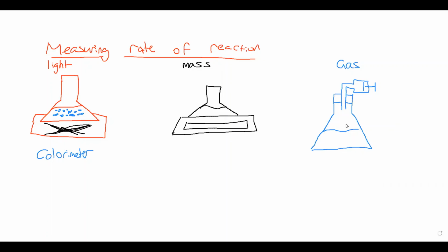Or we can measure the amount of hydrogen being produced over time. By doing this, we attach a syringe to our flask, and we can see the syringe being pushed out over time as more and more gas from the reaction is produced and goes into the syringe. So this gives us the amount of hydrogen produced over time, again, allowing us to plot a graph and get our rate of reaction from that.